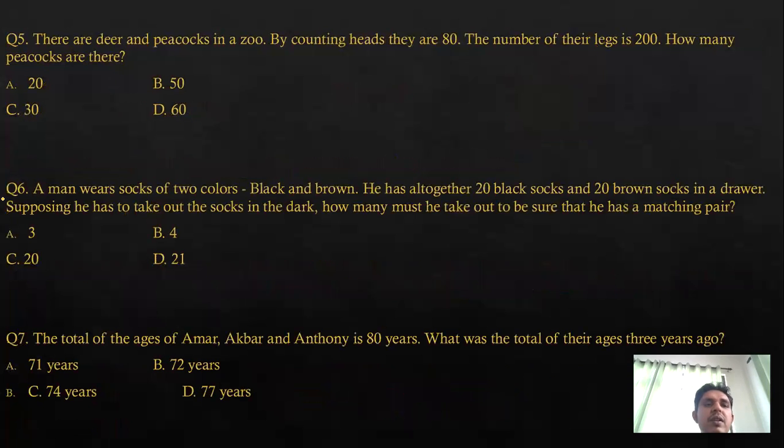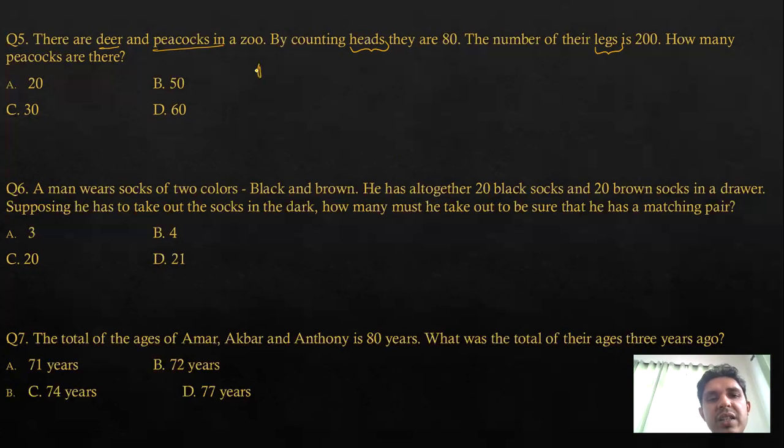Coming to the next question: there are deer and peacocks in a zoo. By counting heads they are 80, and the number of their legs is 200. How many peacocks are there? So students, the question is very simple. In the question you are given the number of heads and the number of legs, right? If we talk about deer and peacock, head is one for each. Deer has one head and peacock also has one head.